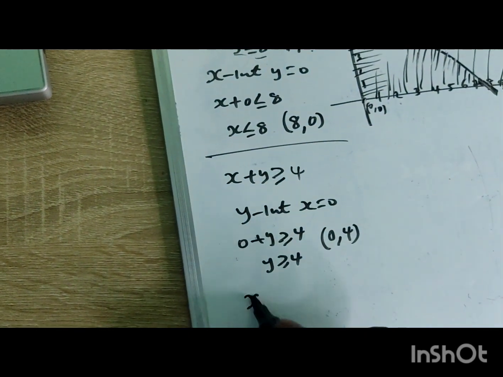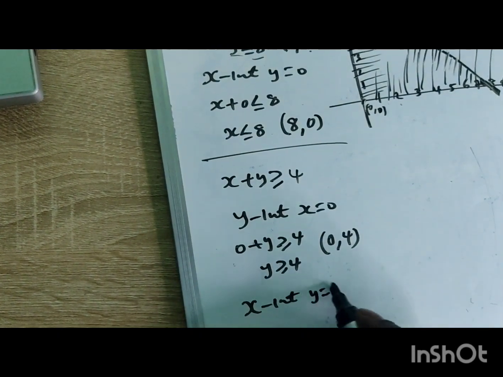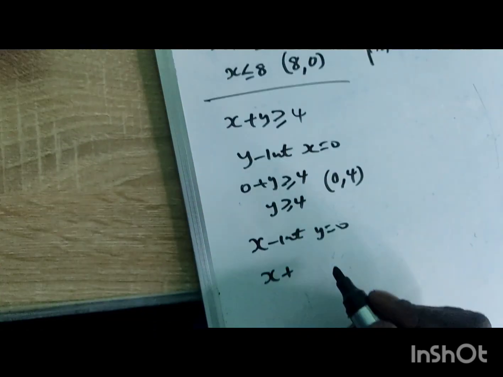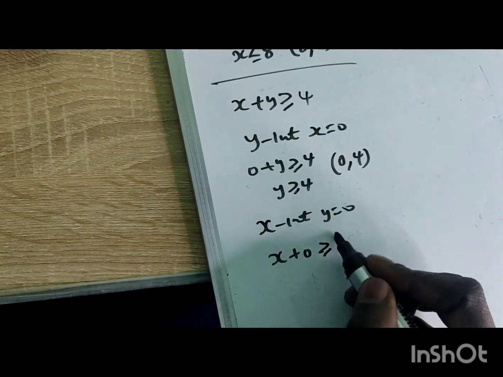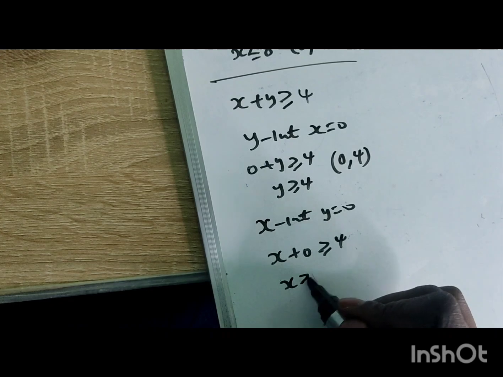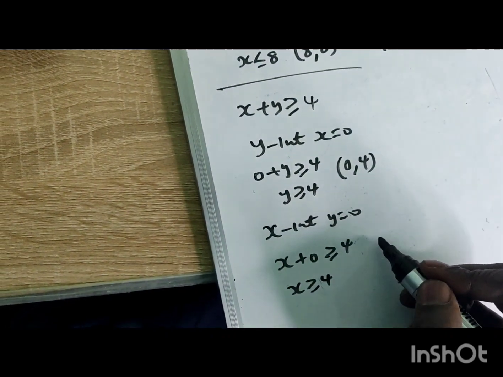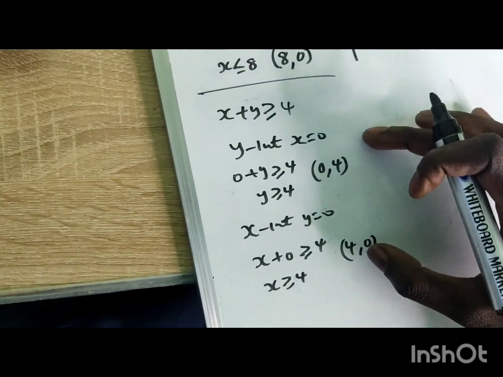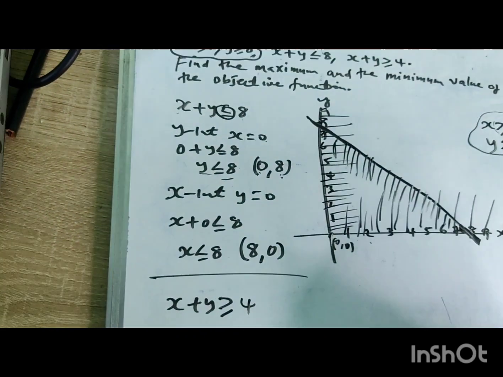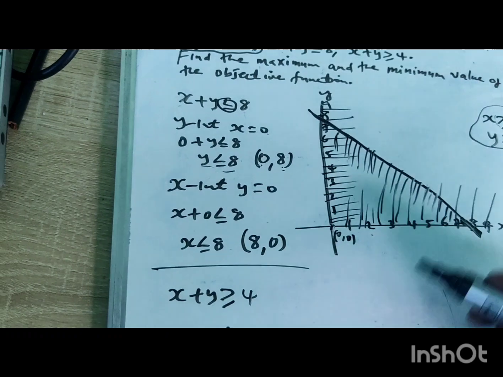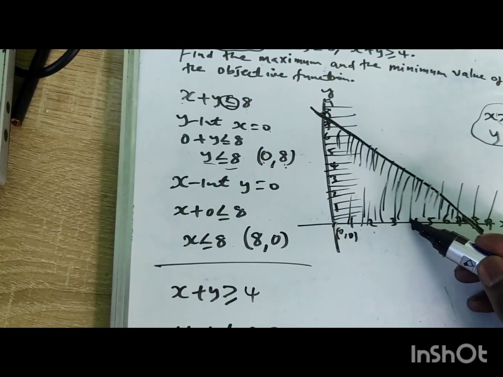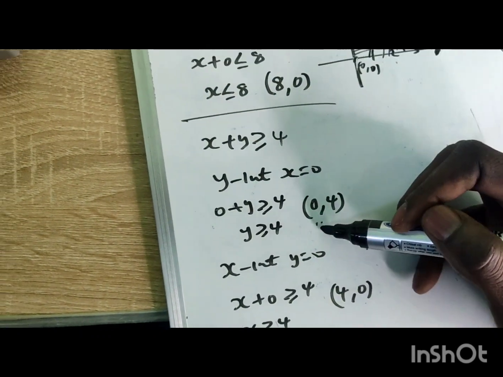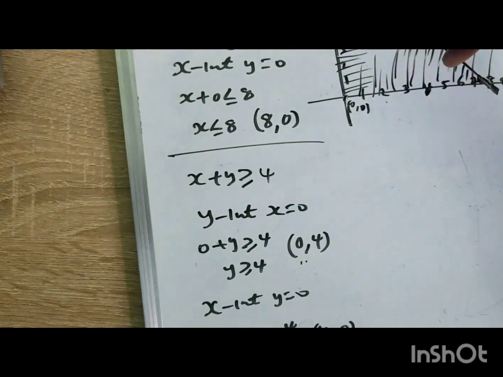Again, we can find the x-intercept where y equals 0. You substitute, you have x, but y is 0. We're going to have x is greater or equal to 4. Now we have another point, 4 and 0. Now we're going to take these 2 points again and put them in the graph. We have 4 and 0, that's this point, and 0, 4 somewhere here. Now we can connect this line.